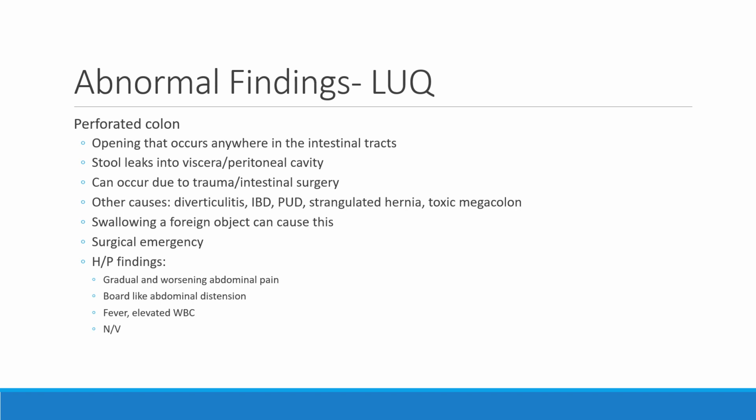Key history and physical findings include gradual and worsening abdominal pain, board-like abdominal distension, fever with elevated white cell count, and nausea and vomiting.